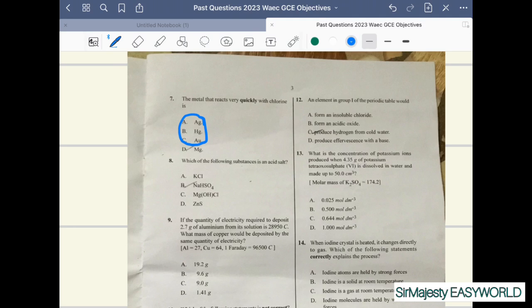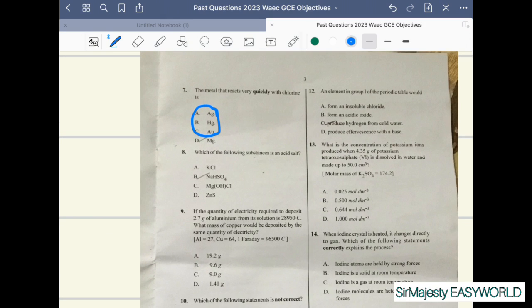The only one that is above hydrogen and very reactive is magnesium. So magnesium should be the answer in this case. So our correct answer is D. Now, if you are faced with this type of question, you use your activity series to answer it.